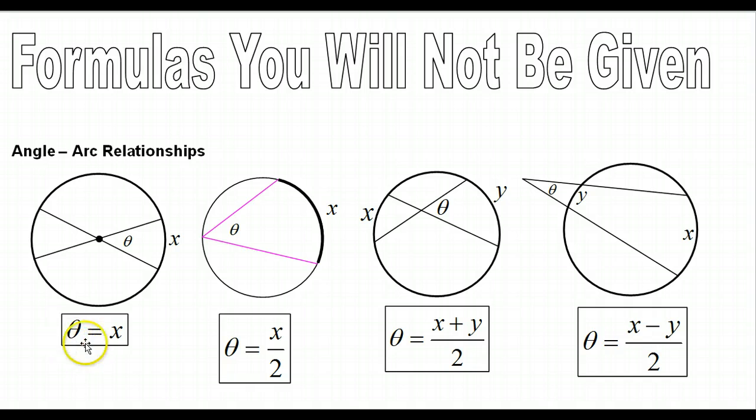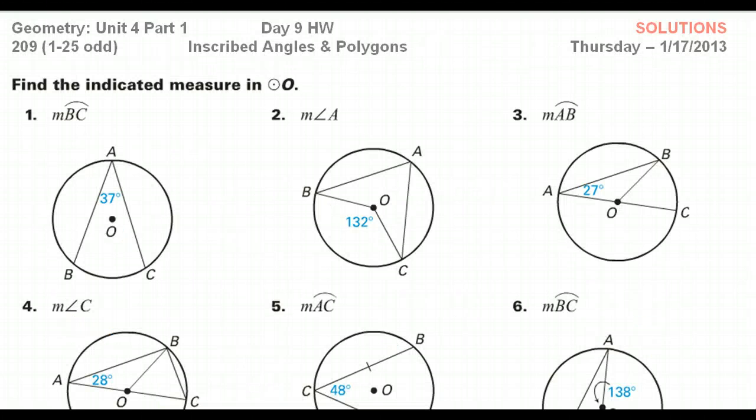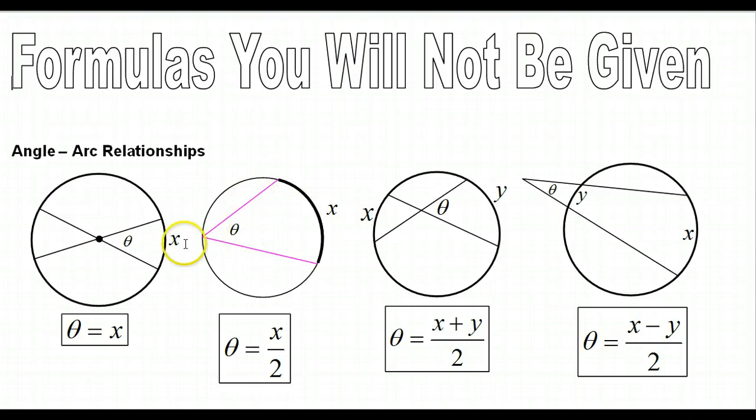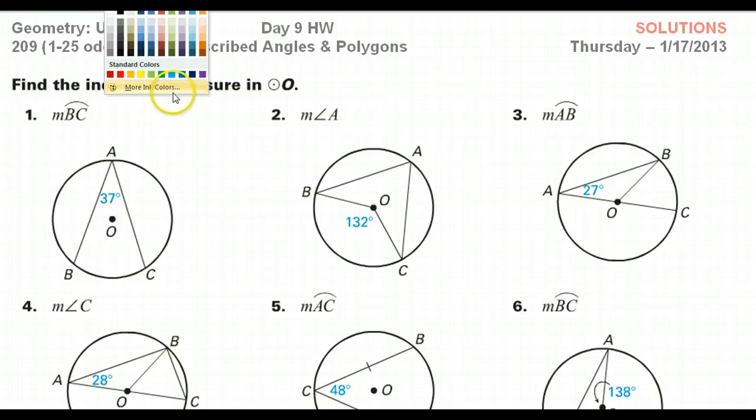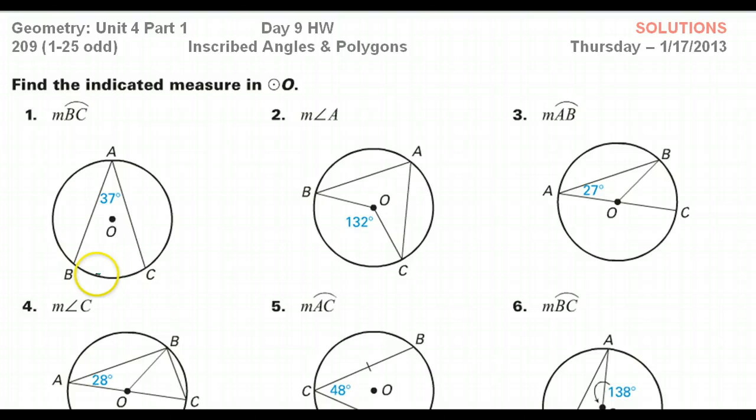Okay, notice that in each of these situations, the thing I write first is always the angle. Angle equals, angle equals, angle, angle. So you do the same thing. So when we look at problem number 1, this is situation 2. It's an inscribed angle. So the arc should be double the angle. So that's it, 37 times 2. So that's just going to be 74 degrees.